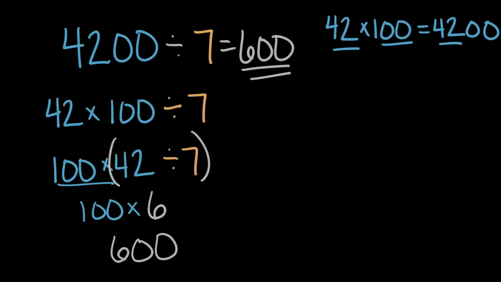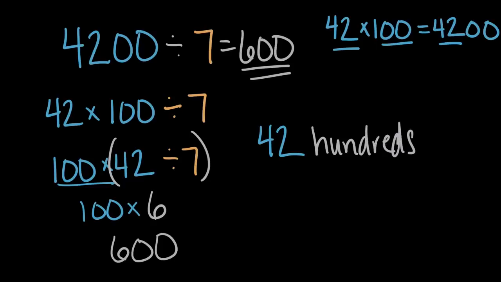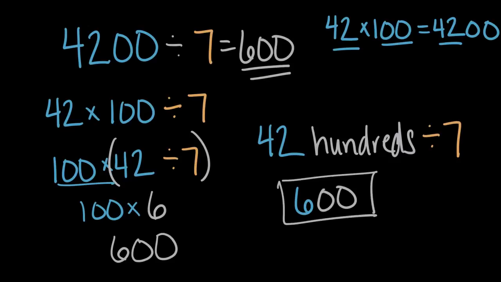Or we could have thought about it again, still thinking about place value, but using words here instead of digits. 4,200 is 42 hundreds. I can write that out: 42 hundreds. And if you divide 42 hundreds into 7 groups, each group will have 6 hundreds, or 600 in it. So either way, 4,200 divided by 7 is 600.